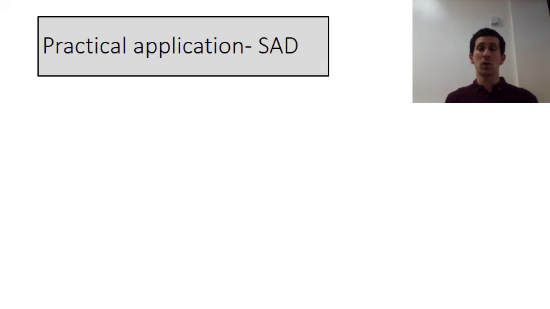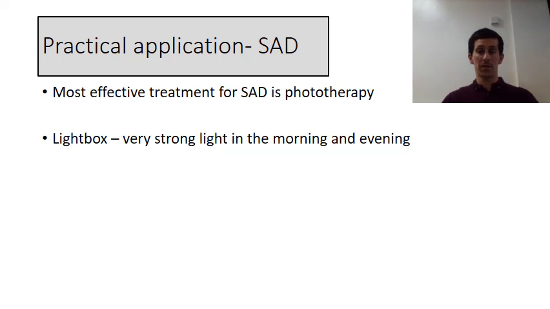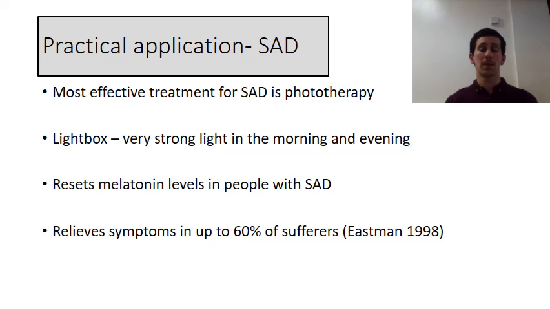There's also a practical application to a lot of this research, especially when we're looking at seasonal affective disorder. So the most effective treatment for this is something called phototherapy. And we give the person with SAD a light box. And they will look at the light box, which emits a very strong light early in the morning and in the evening. And what that does is it resets their melatonin levels. So remember, melatonin, because of the dark mornings, usually gets increased more. But as soon as they're given that light box with that strong ray of light, then melatonin will stop being released. Okay, and it does relieve symptoms in up to 60% of patients. So it is an effective form of treatment.